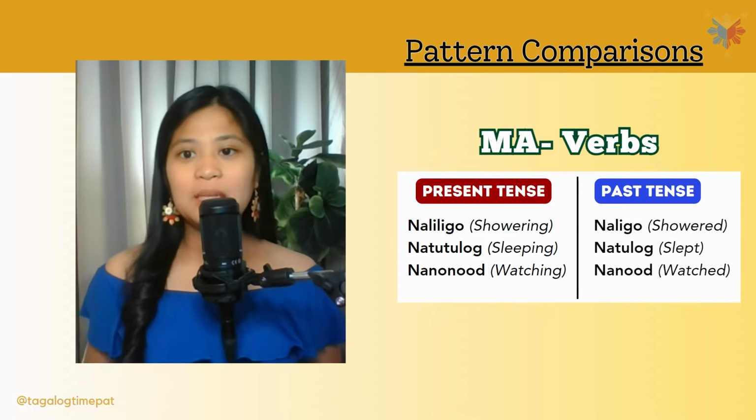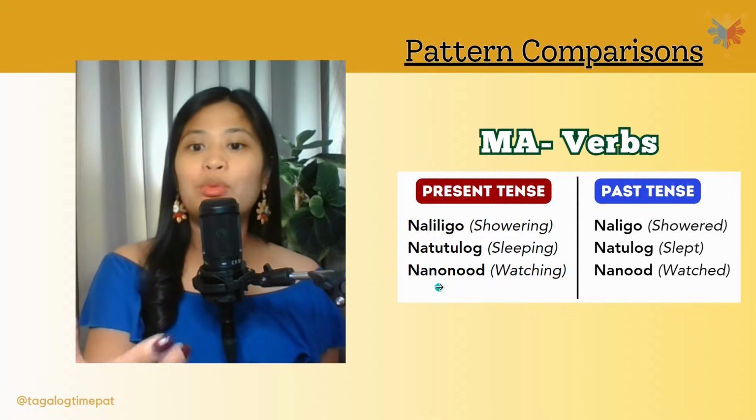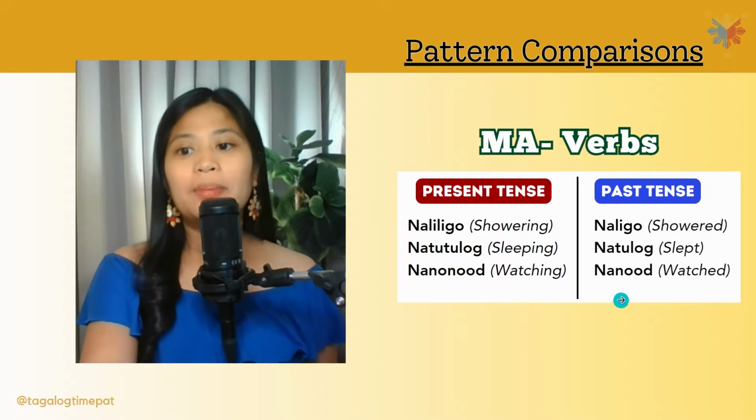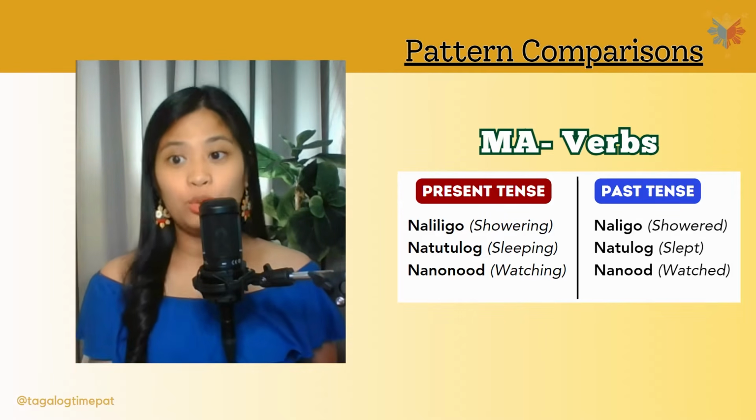So it is a very similar pattern to the mag verbs. The only difference is that it doesn't have the G in the affix. But you can see here in the present tense, there is that repeated syllable, whereas in the past tense, there is no repeated syllable. It's just the affix, then the root.